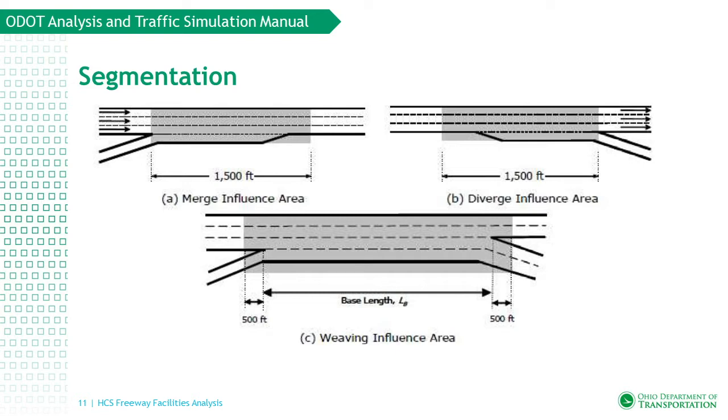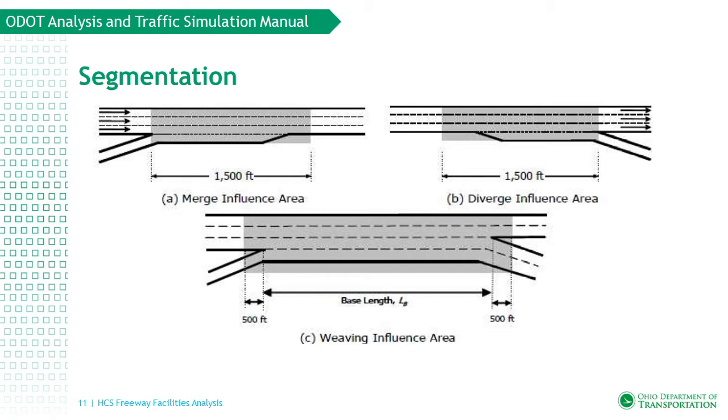This graphic is from Exhibit 10-1 in the Highway Capacity Manual and Figure 6-3 in the OATS Manual. The Highway Capacity Manual methodology establishes a defined influence area of 1,500 feet downstream of the junction with the on-ramp and upstream of the junction with an off-ramp, where interactions with mainline traffic are affected. The influence area of a weaving segment is 500 feet both upstream of the on-ramp and downstream of the off-ramp.